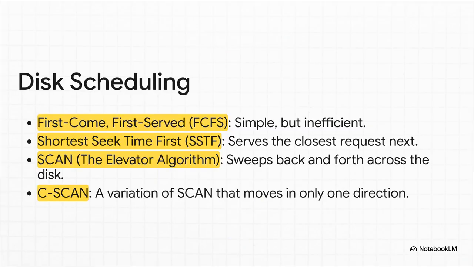The simple way is first come, first served, but that's really inefficient. A much smarter approach is the SCAN algorithm, and it works just like an elevator. The read head sweeps back and forth across the disk, servicing all the requests in its path, just like an elevator stopping at floors on its way up and then again on its way down.